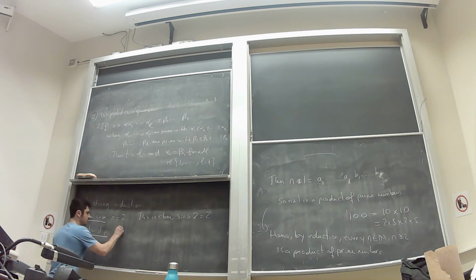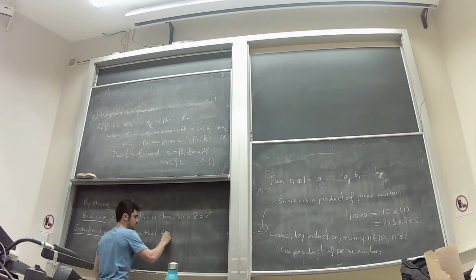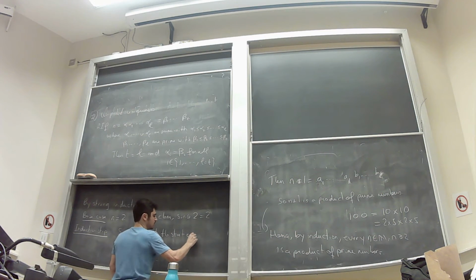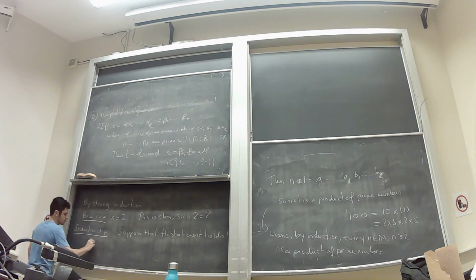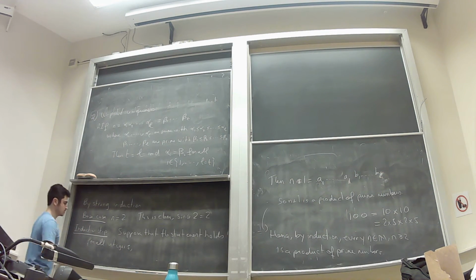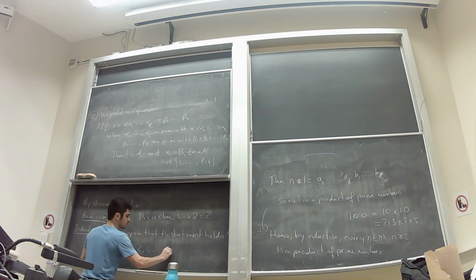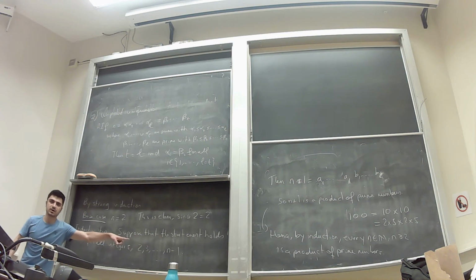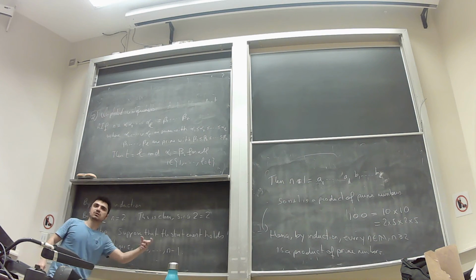Suppose that the statement holds for all integers 2, 3, up to n minus 1. Just for the sake of notation, instead of n implies n plus 1, I'll just do n minus 1 implies n. That's okay, right?